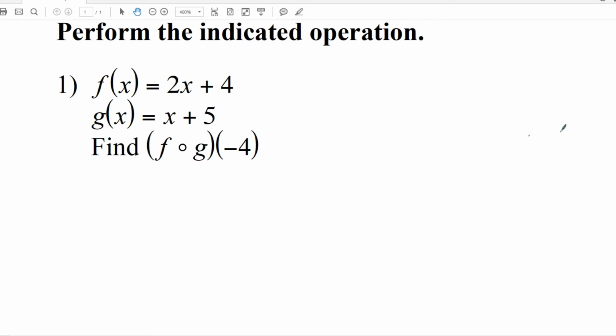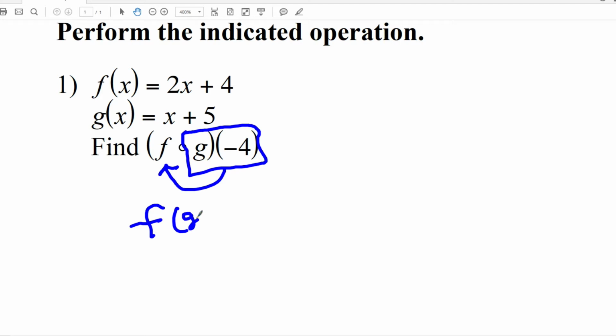First off, I want to remind you that to do this, you just got to remember that this right here is the inside part. So we're plugging the g of negative 4 into the f function. That's what's going into there. Another way that we've learned to write that is f of g of negative 4. That shows you that the g function is what's plugging in.